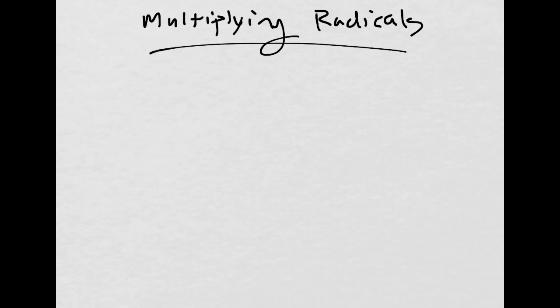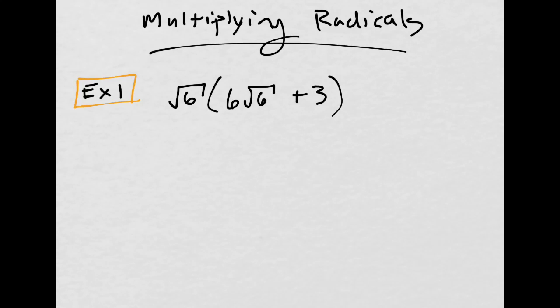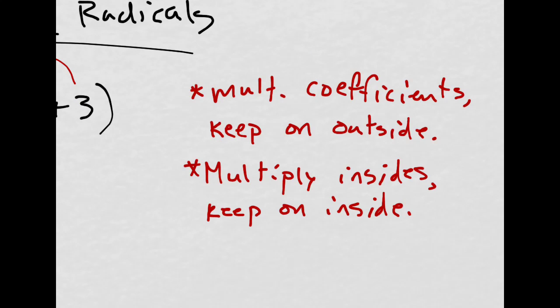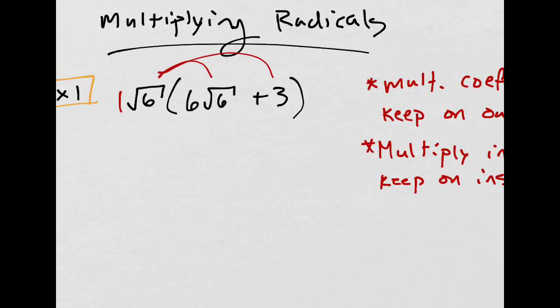So the first example, we have a radical 6 on the outside, and 6 radical 6 plus 3 on the inside, and we're just going to distribute. Now, when you multiply, first, if there's nothing in front, there's a 1, and you multiply the coefficients, they stay on the outside. You multiply the insides, and they stay on the inside of the radical. So those are our two main ideas, and that's what we're going to do.